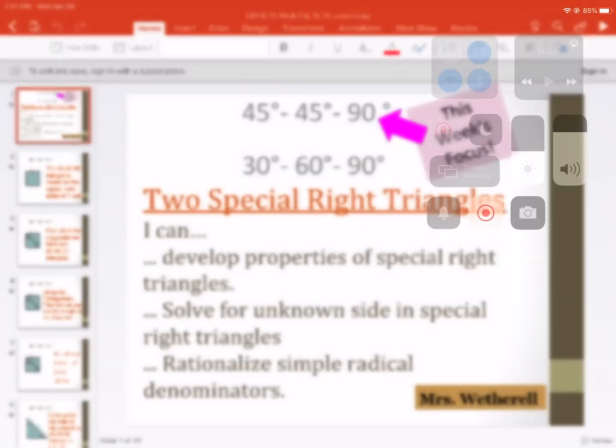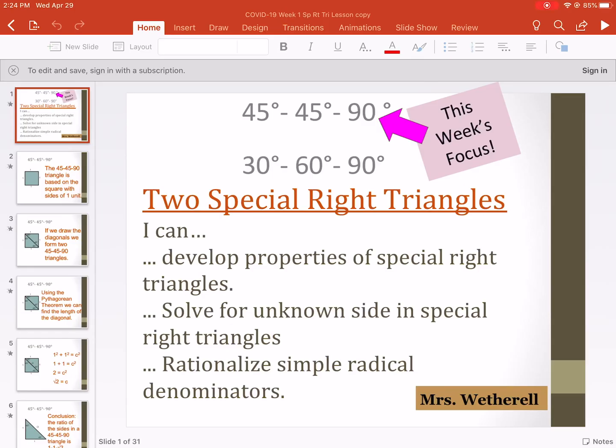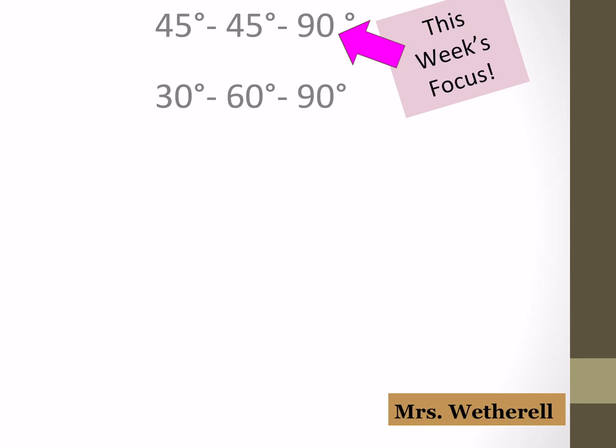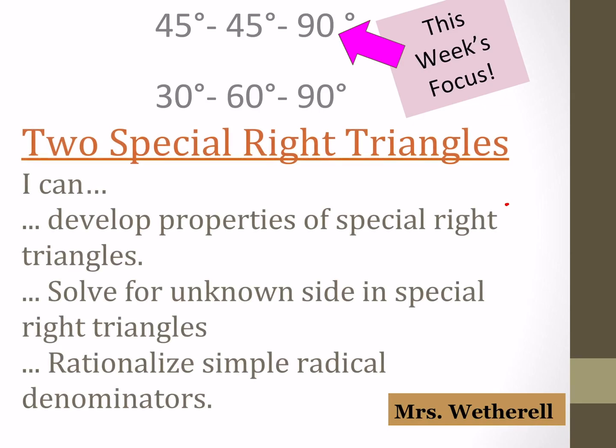Hey, Miss Weatherall here. I am going to go over this week's lesson, which is the 45, 45, 90 triangle. We're going to focus on that. There are two special right triangles we're going to talk about over the next 2 weeks. So you should be able to develop properties of the special right triangles, and by that I mean the ratios. And you're going to be able to solve for the unknown side of a triangle.